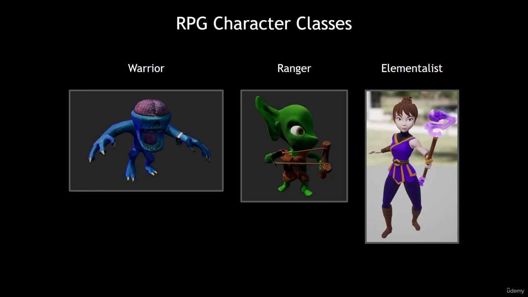The Warrior class will be mainly concerned with melee attacks. Sword swings, spear thrusts, that's what melee means. Rangers will use ranged attacks, such as a slingshot, and the Elementalist will use magical spells. Aura herself is an Elementalist, as her attacks are all magical spells.